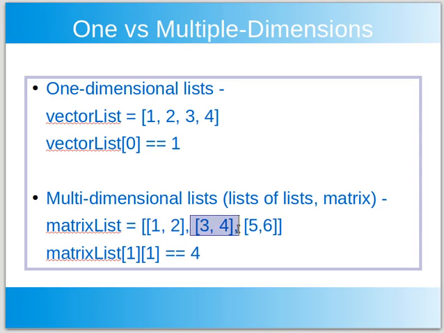So 1 would reference this whole thing right here. That's what this one's referring to. And then to get to the other one from right here, you would count 0, 1, which would get you 4.